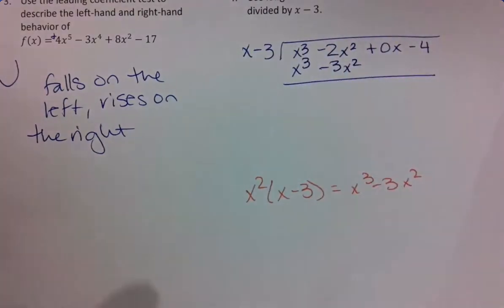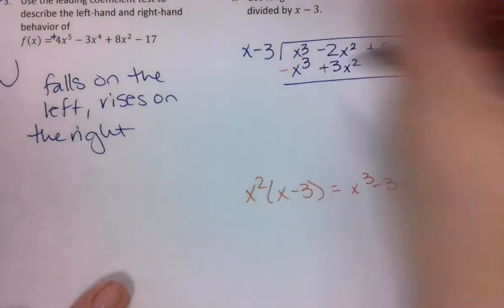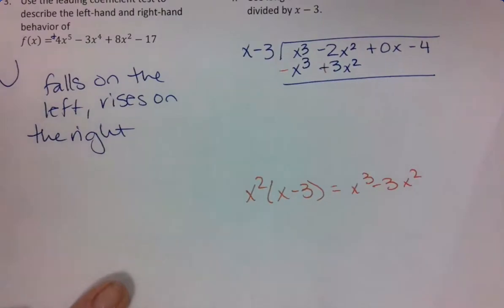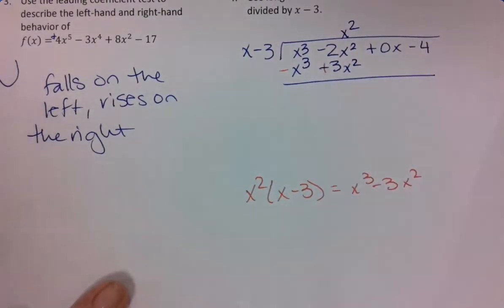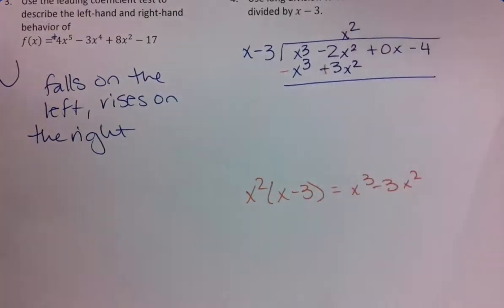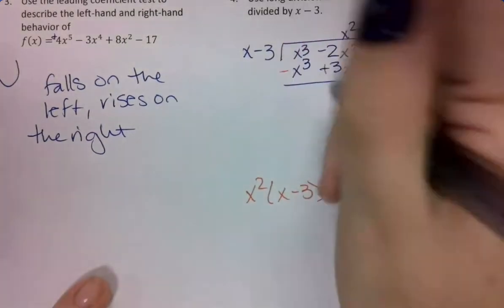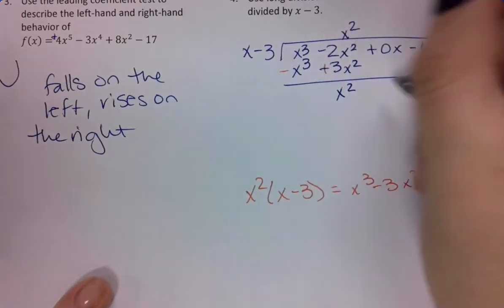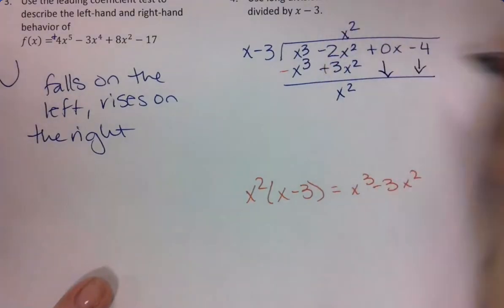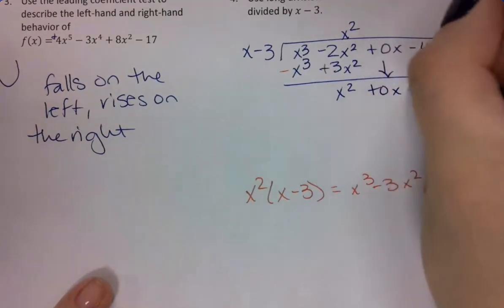Then I want to go ahead and subtract these out, so I change both of those signs to subtract it out. And I also want to write what I got, which was x squared, above the matching term. So right up above here. My x cubes cancel out. Negative 2x squared plus 3x squared just gives me x squared. And then I'm going to bring these last two terms down. So I have plus 0x minus 4.